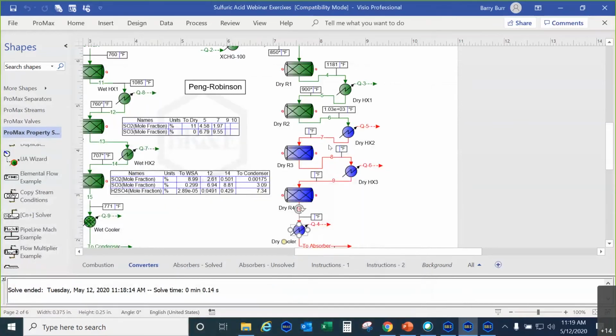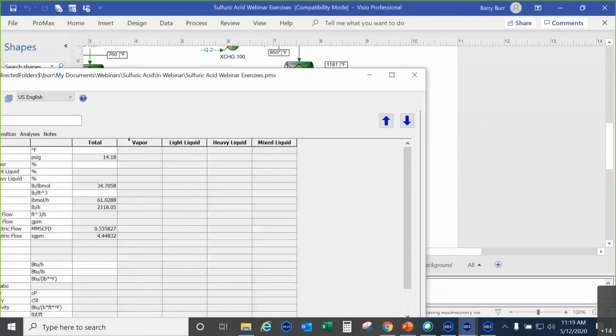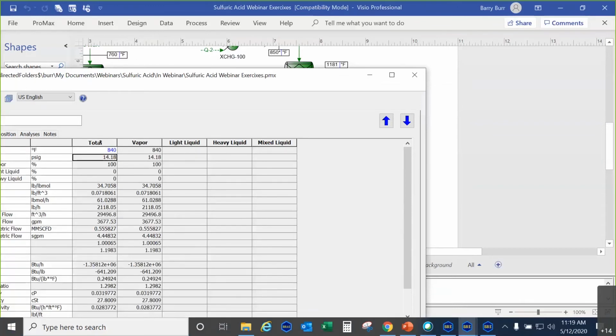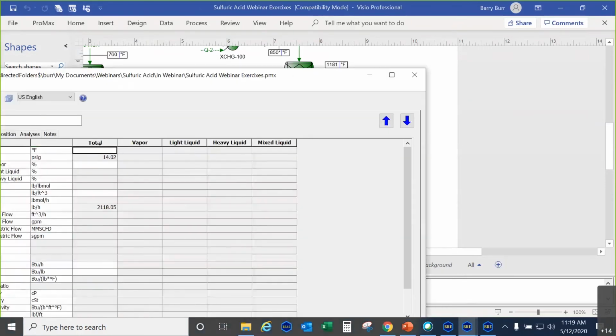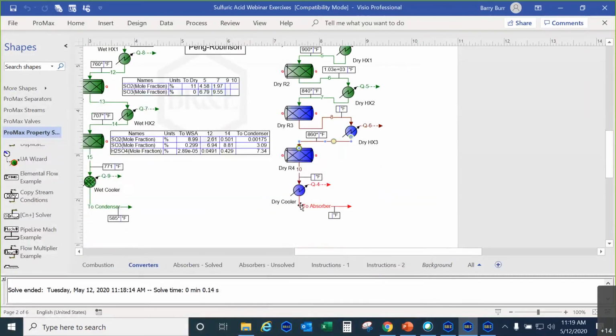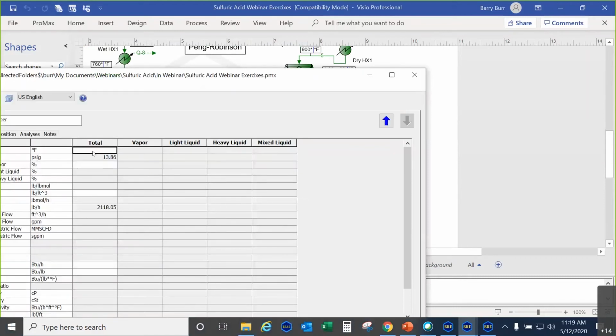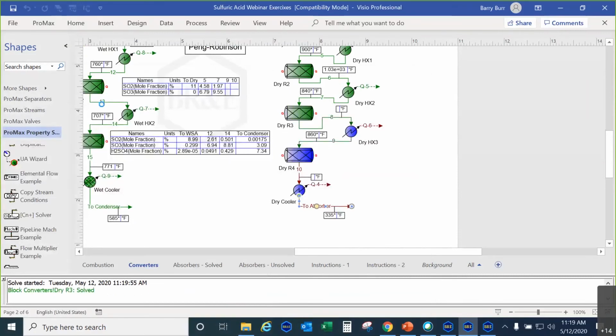And we have outlet temperatures to choose. We want to have 840 and 860 for the... 840 for the cooler outlets. And for the dry cooler, we want 335 degree outlet temperature. And let's see if this works.